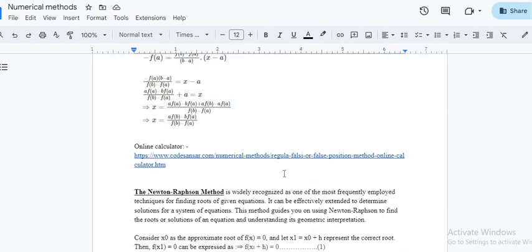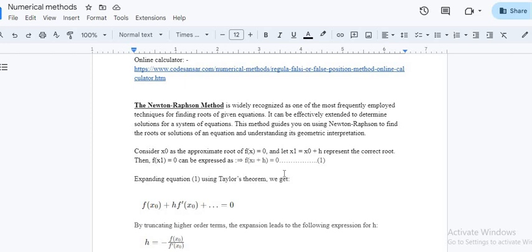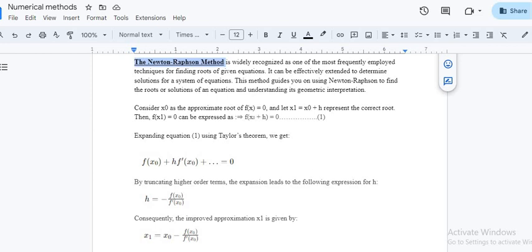Now we'll move to our next method of calculation. This is known as Newton Raphson. In this case also, one can find the roots of a polynomial equation with very high accuracy. So here, just think about having a function, say f of x. Now one can expand this function in the form of a Taylor series.